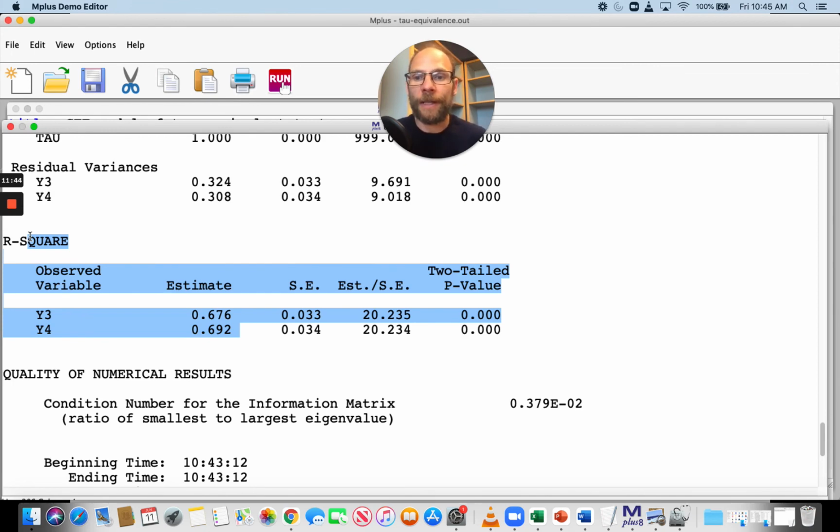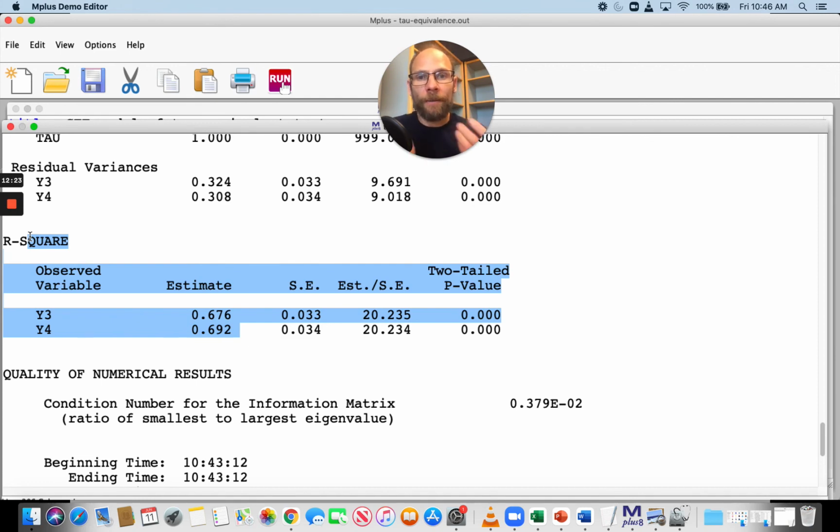So this tells us that 67.6% of the variance in the measure Y3 is true score variance, and 69.2% of the variance in the measure Y4 is true score variance. So these measures are not extremely reliable. They have reliabilities that are below what we commonly consider good reliability in the social sciences. So roughly we think that something that's 0.8 or higher indicates good reliability. So this is more mediocre. There's a lot of measurement error variance here that is reflected in those measures.